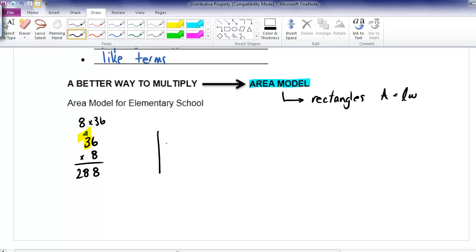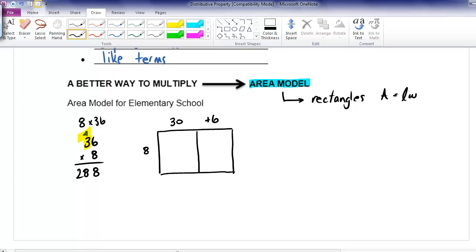A better way to multiply is this idea of an area model. And if we want to multiply 8 times 36, what we can do is break the nastier part of the number into two nice pieces, 30 and 6.